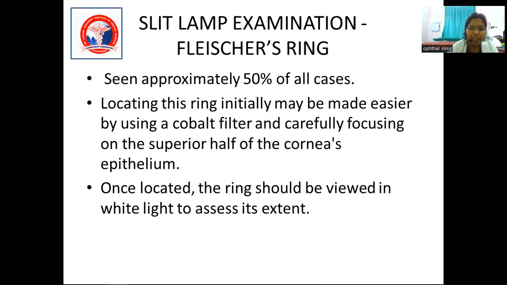On slit lamp examination, how do we see Fleischer's ring? It is seen in 50% of all cases. To locate this ring, it is made easier by using a cobalt blue filter and carefully focusing on the superior part of the corneal epithelium. Once located, the ring should be viewed in one sweep to assess its extent.